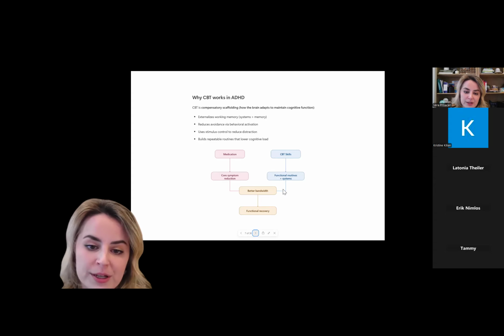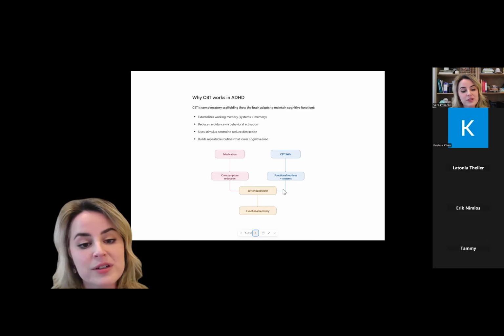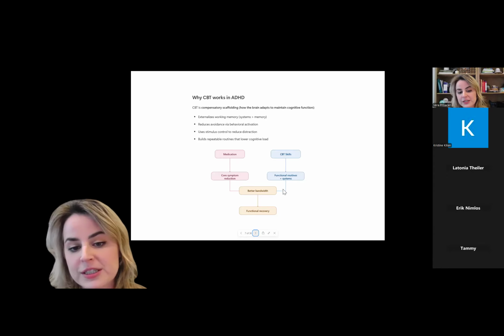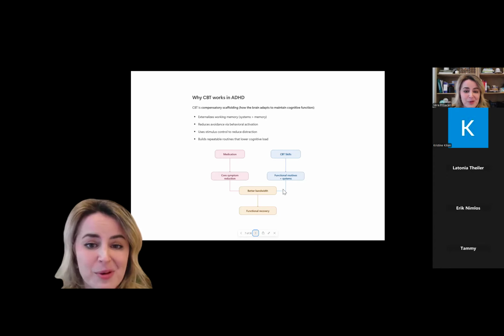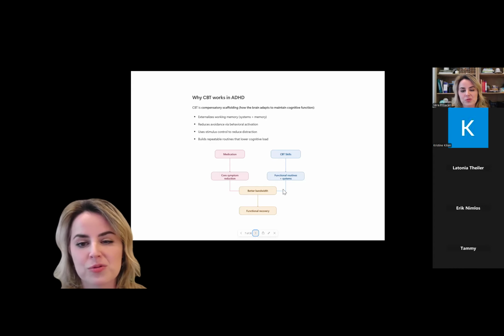Let's reduce avoidance by using behavioral activation. Let's use stimulus control to reduce distraction and build repeatable routines so that we lower our cognitive load. It sounds really fancy, but we're going to go through these individually by really breaking it down into the tools. And I want you to really see how usable it is, how user friendly it is.